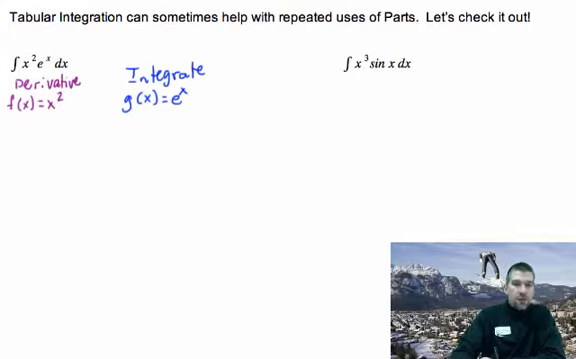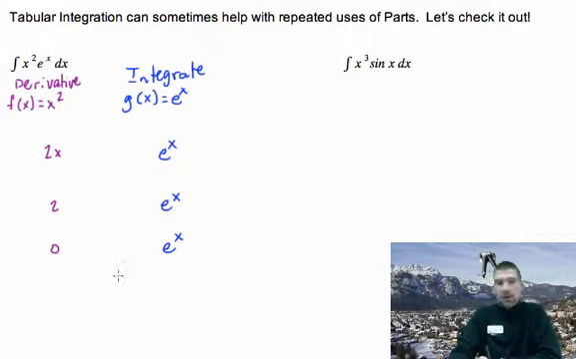Okay? So in purple, if I take the derivative of this, I have x squared, then I have 2x, and then I have 2, and then I have 0. Okay? That's just a straight up derivative here in this purpley color. Then if I integrate e to the x, I have e to the x, and then e to the x, and then e to the x, because e to the x integrates to e to the x. And okay, so we love this.